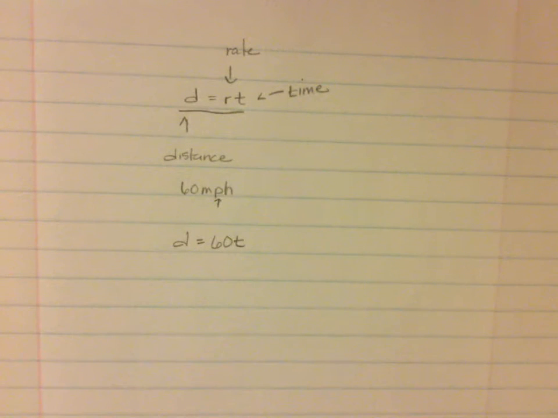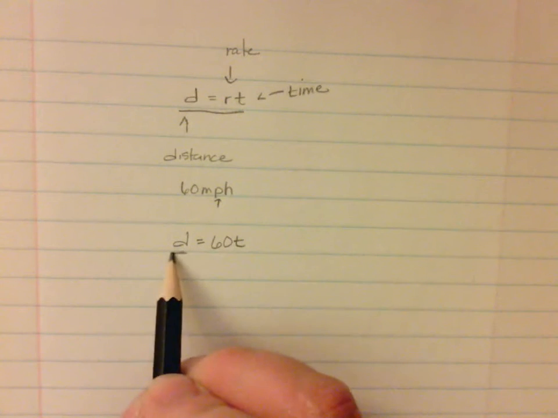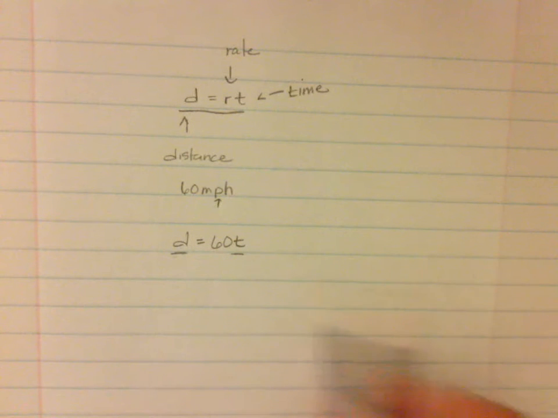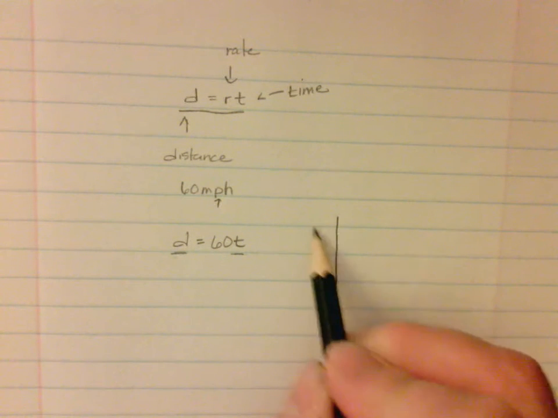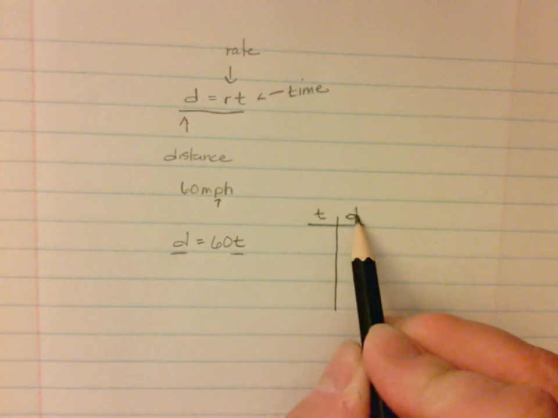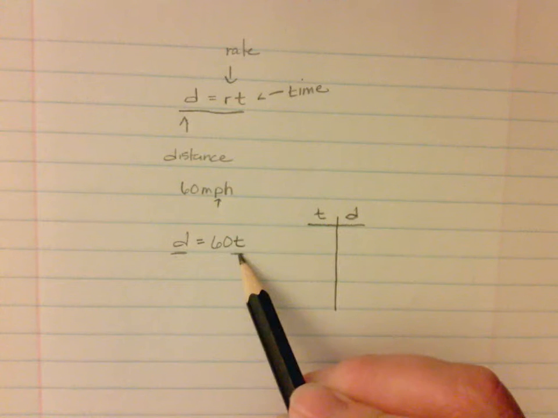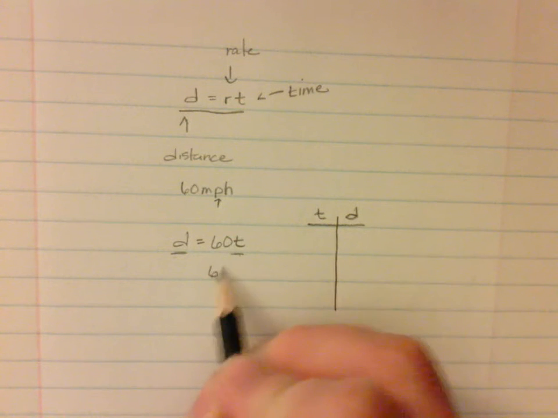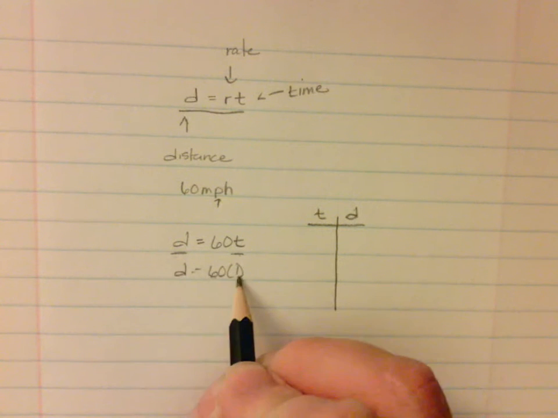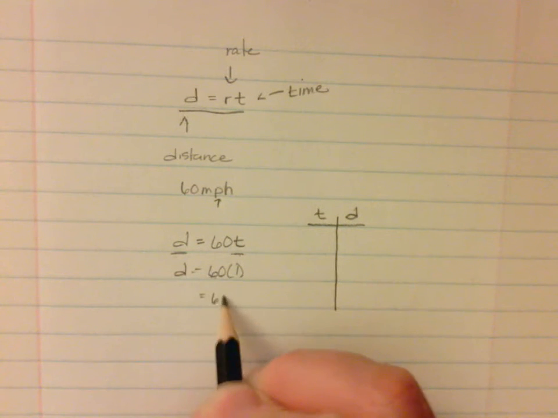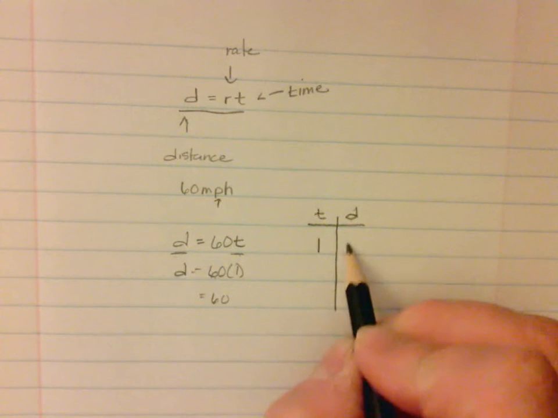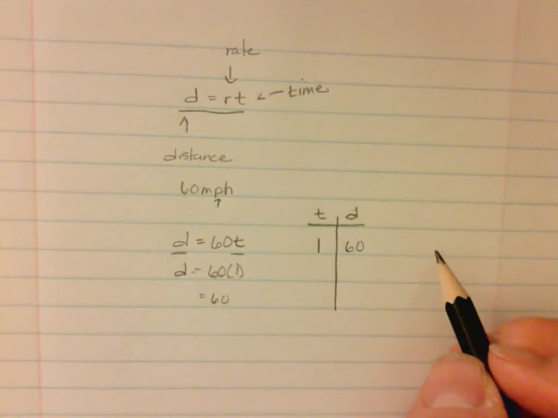And what I know is the distance I have traveled depends on the amount of time I spent doing it. In other words, I'm just going to make a little t-chart of t values and d values. If I travel for 1 hour, I would substitute a 1 for t, and 60 times 1 is 60. So when I've traveled for 1 hour, I have gone 60 miles.